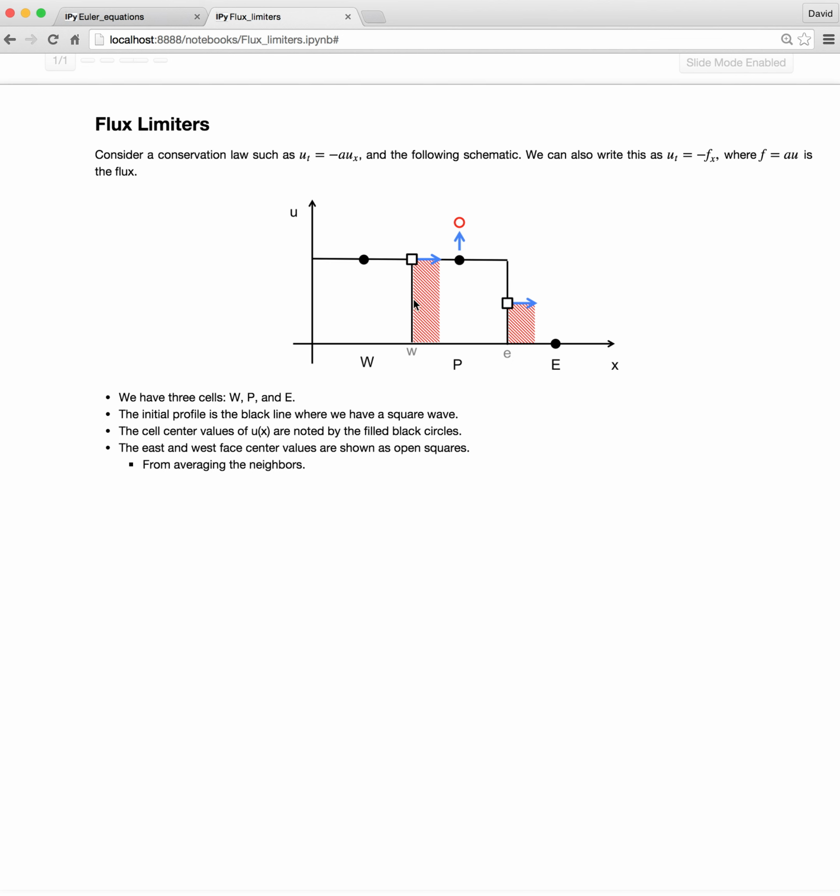And then at the faces of this P cell, we have a west face and an east face, and we have these open squares that represent the value of u at the faces, where here we're taking the value at the face to be the average between the neighboring two cells. So here the square face value will be just the same as its neighbors because the neighbors are the same. Whereas on the east face, the open square will be midway between its two neighbors.